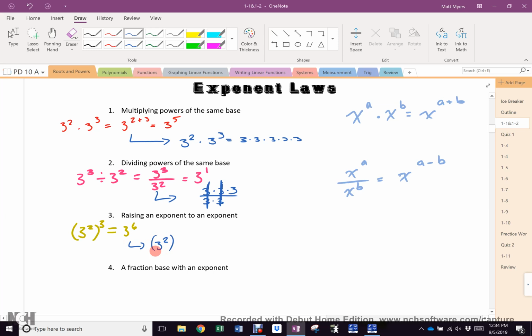Right. I have 3 squared, 3 times. Which ends up being 3 times 3 times 3 times 3 times 3 times 3, which ends up being 3 to the 6th. What's the rule that we write in light blue? X to the A to the B is X to the A times B.